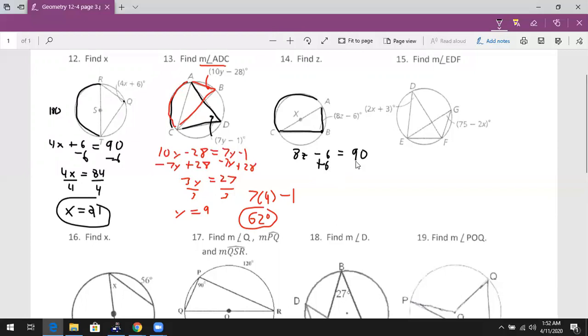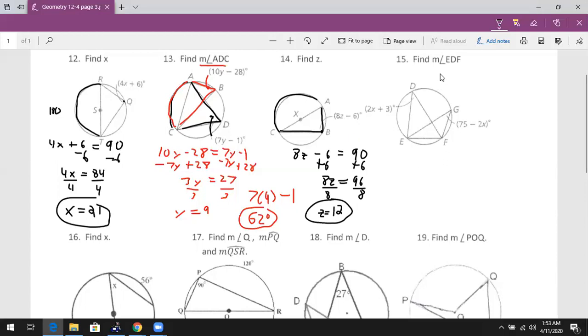Adding 6 to both sides, 8z is 96. Dividing everything by 8, 8 into 9 goes 1, and that leaves me 16. 8 into 16 is 2. So Z is 12. No label required there. It's just a variable I found.